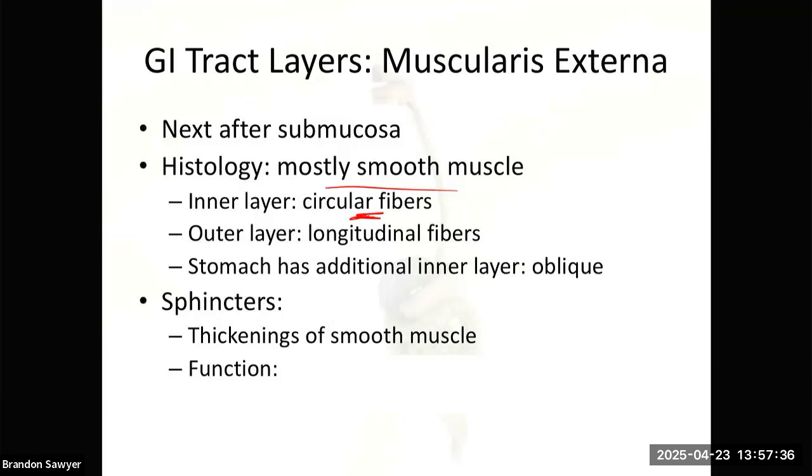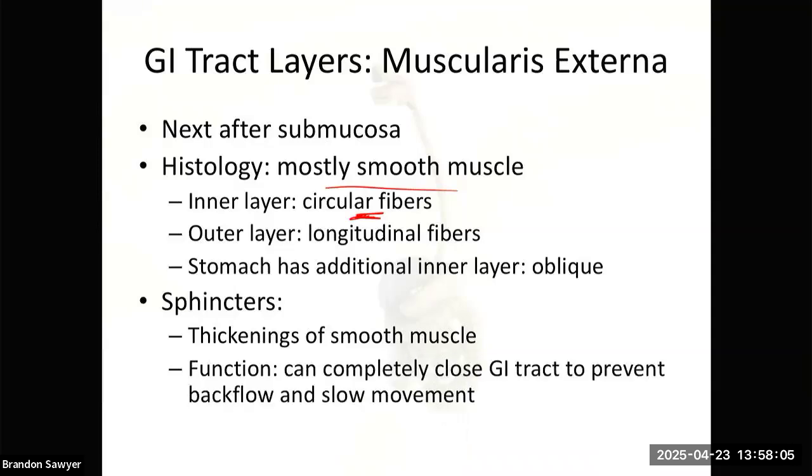The sphincters are just thickenings of the smooth muscle that will divide one section of the tract from the next. So we'll see a couple up in the throat, at the top of the esophagus, one at the bottom of the esophagus, one at the bottom of the stomach before we get into the small intestine, another one at the end of the small intestine before we get into the large intestine. So these are just like little doors, little barriers to kind of divide one section from the next, and they can completely close and then open up when we want to send things through. So that's the muscle layer.